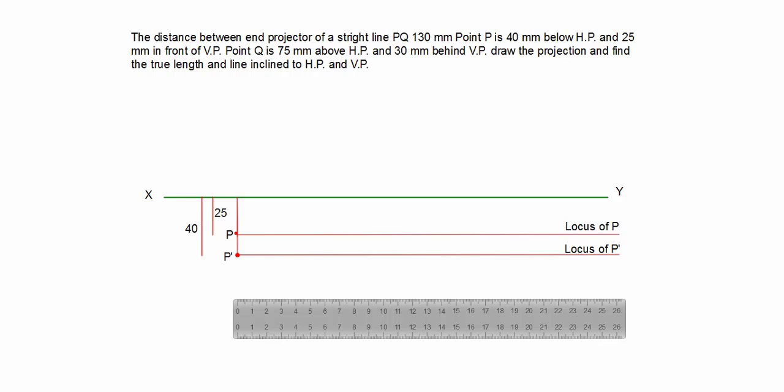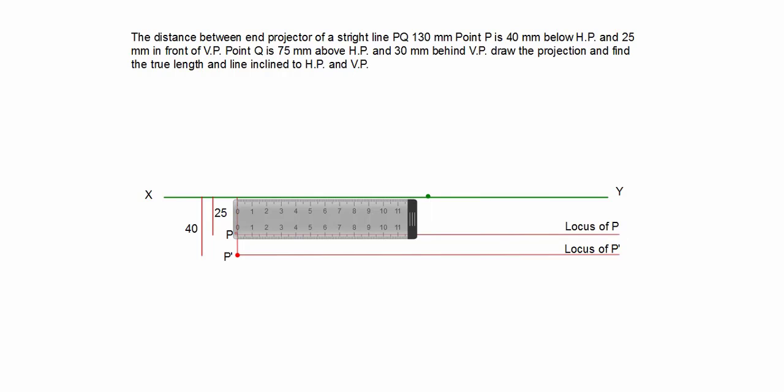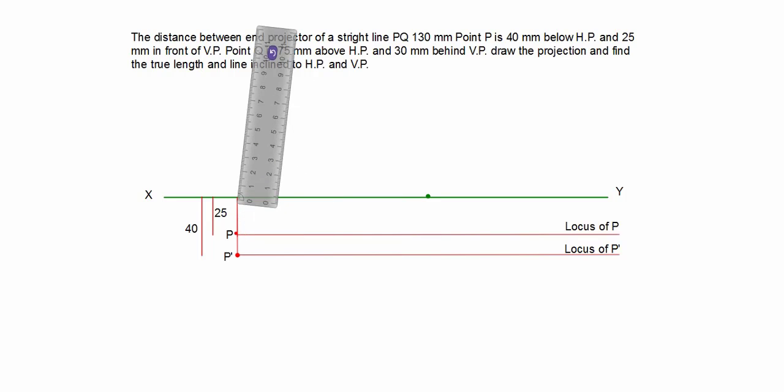Now the end projector distance is given 130 mm, and we know the end projector distance is the horizontal distance between final points. So I mark the 130 mm end projector points, and from this point we draw one more two locus.